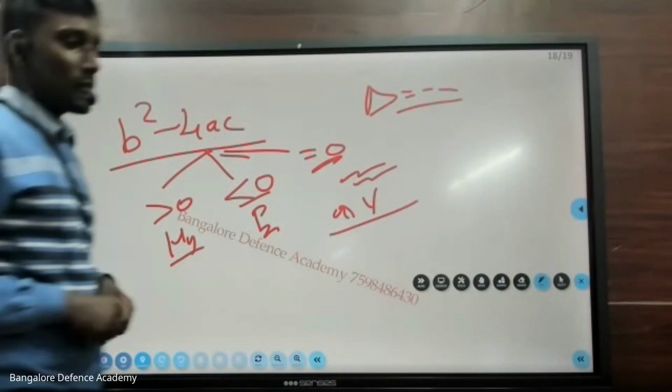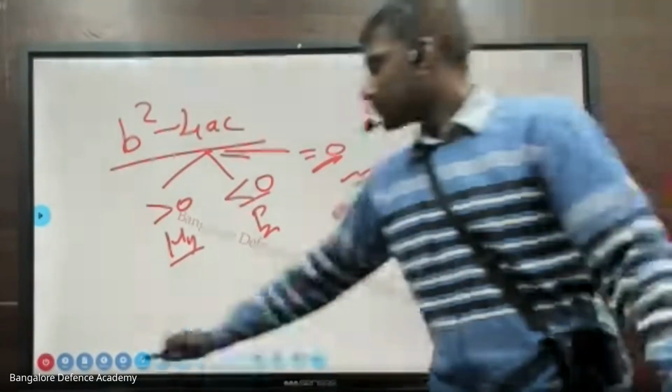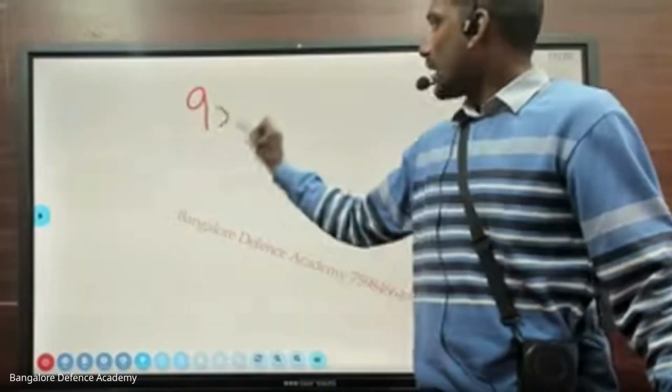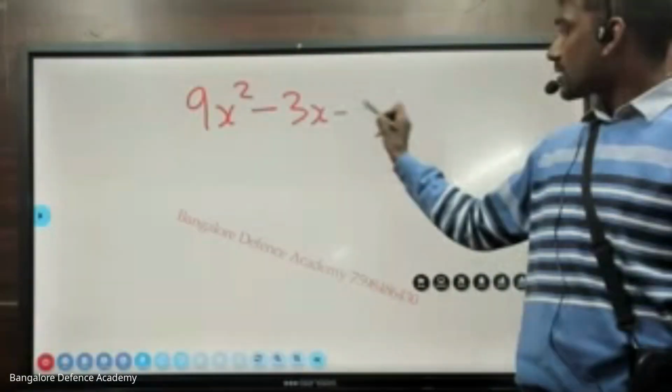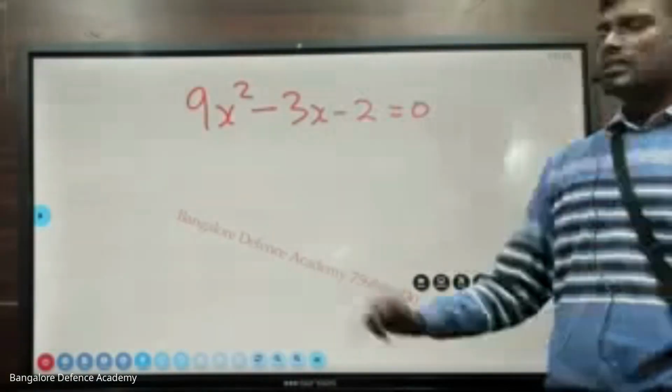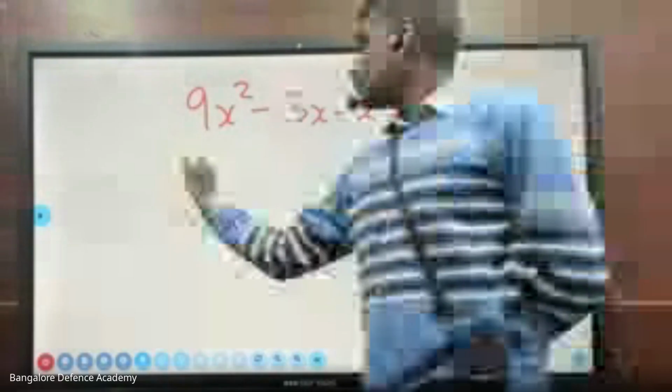So take down one more question. Find the value of x: 9x square minus 3x minus 2 equal to 0. Use the formula that I gave you. Here a is 9, b is minus 3, and c is minus 2.